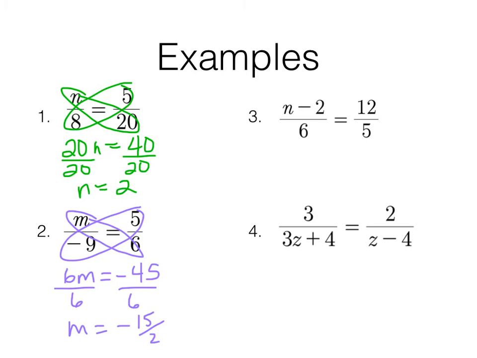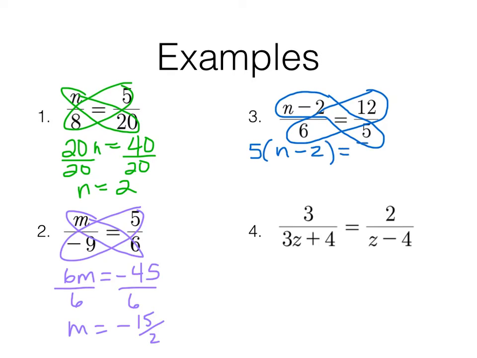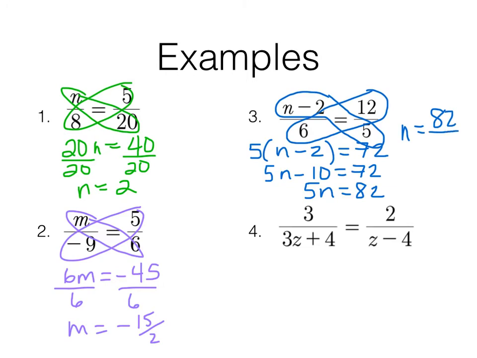This time, when I cross multiply, I'm going to have to distribute. So 5 times the quantity, n minus 2, equals 72. Okay, 6 times 12, 72? Yeah, that's right. So that's 5n minus 10 equals 72. We can add 10 to each side. 5n equals 82. And then we can divide both sides by 5. And frankly, 82 over 5 is perfectly fine for me. But if you have 16 and 2/5, that's also acceptable.